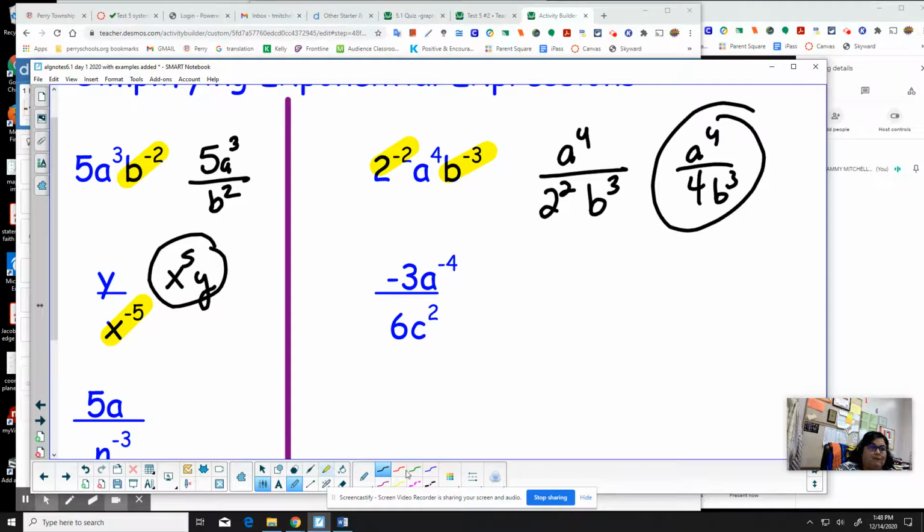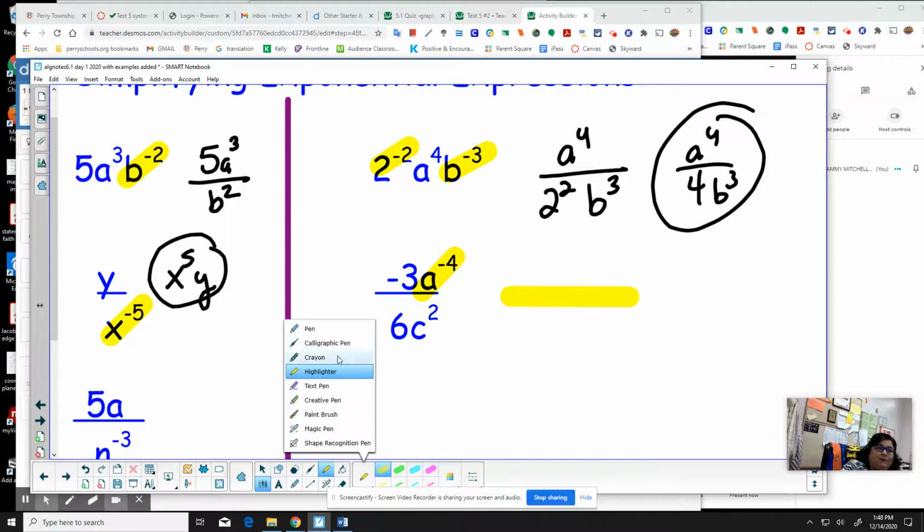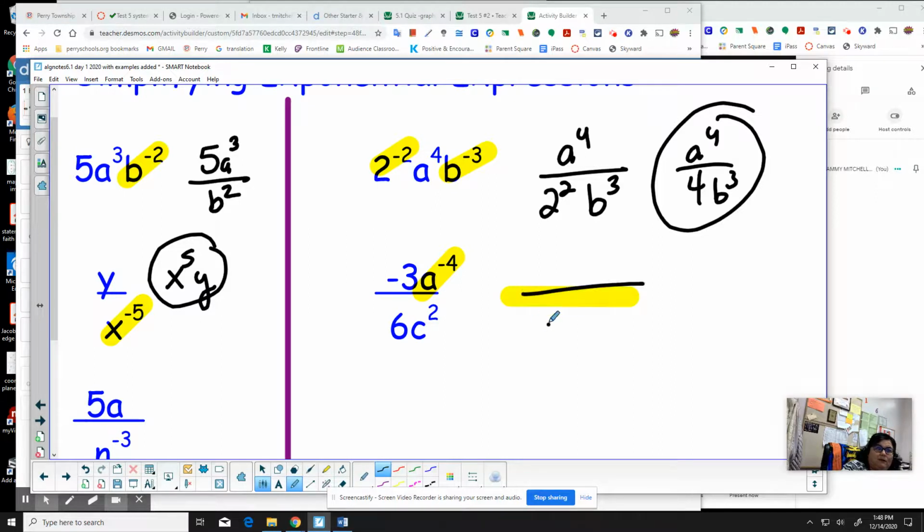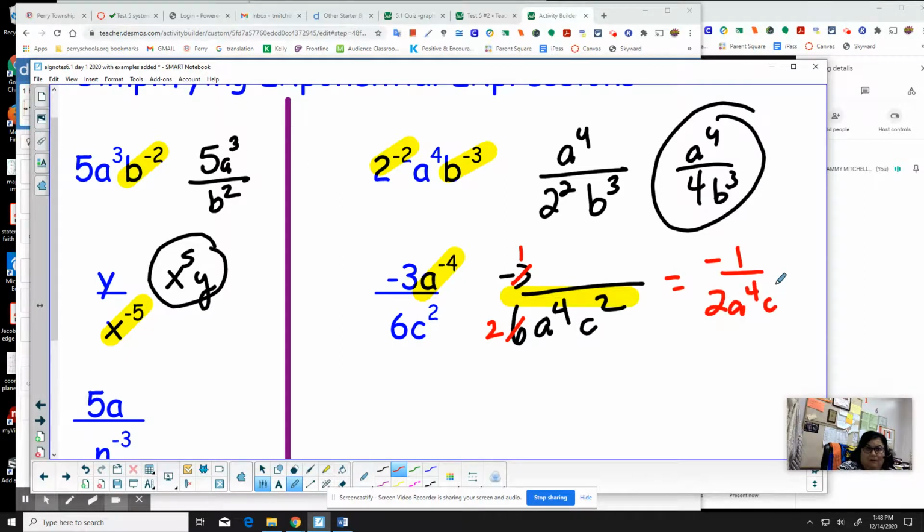Okay, so here I've got an unhappy one here. So a is going down to the bottom. Whoop, not a highlighter. C is staying on the bottom, and the negative 3 over 6 stays where it is as well because there's no negative exponent. They have positive exponent of 1. But 3 over 6 simplifies to 1/2. So 3 goes into 3 once, and 3 goes into 6 twice. So my final answer is negative 1 over 2, and then a to the 4th and c to the 2nd stays the same.